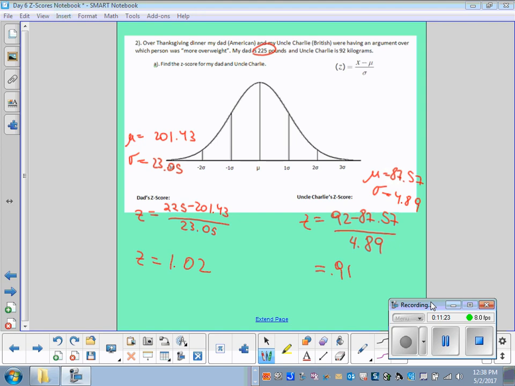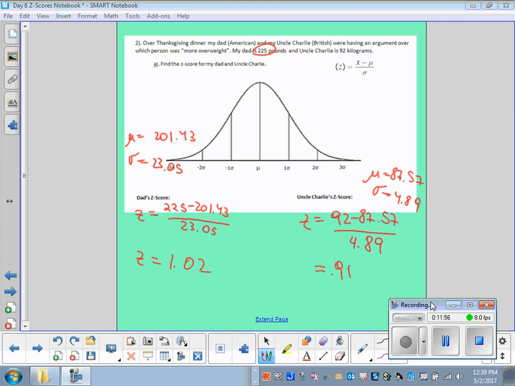So right here, I have the bell curve. It's not labeled, right? Because I'm using the same bell curve for two different populations of males, so I don't want to put any numbers on it specifically. So the mu will be different and the standard deviation will be different for both populations. However, on this generic curve, I can place the values for both Dad and Uncle Charlie just based on the z-score.